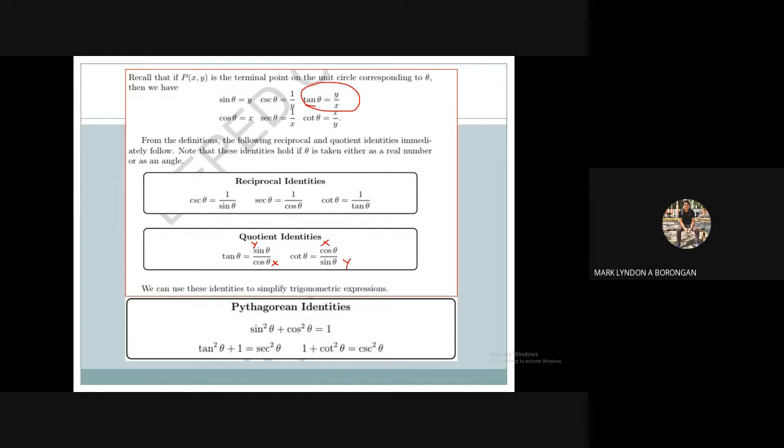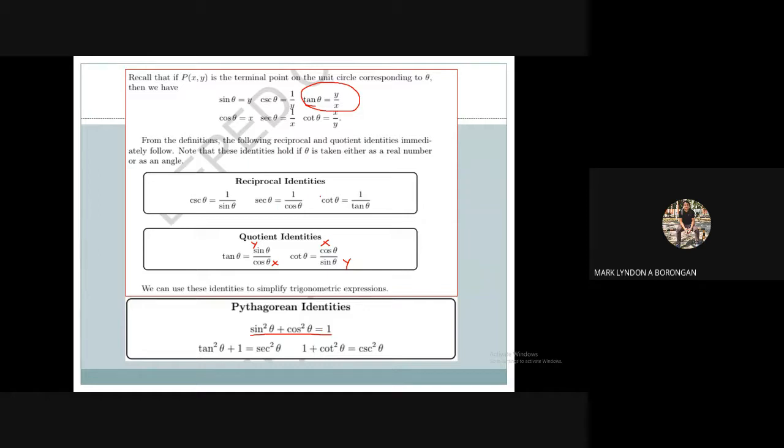Okay? Now, another identity is the Pythagorean identity. That is sine squared of theta plus cosine squared of theta is equal to 1. That is the first identity. The second is tangent squared of theta plus 1 is equal to secant squared of theta. And the last one is 1 plus cotangent squared of theta is equal to cosecant squared of theta. So those are our identities.